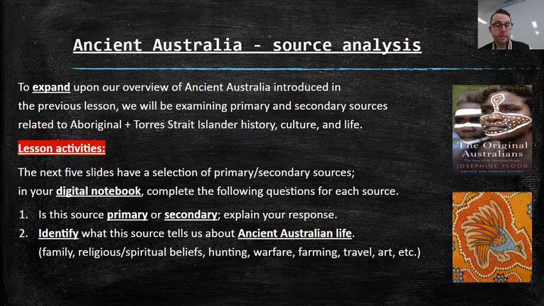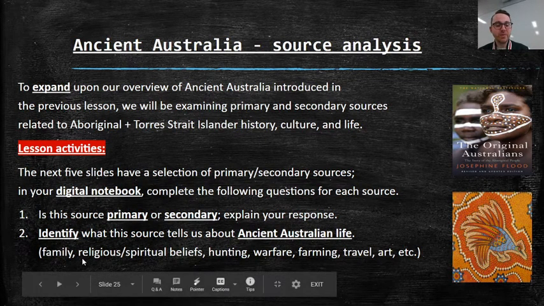The 2 main questions that you'll be answering, and you guys should have a bit of practice from the last learning test we did on primary sources and secondary sources. Question 1, is this source a primary or a secondary source? Explain your response. So you can't just say primary and then move on. You need to tell me why it is a primary source. How can you prove to me that it is a primary source? Question 2. Identify what this source tells us about ancient Australian life. And I understand we haven't done a lot on ancient Australia yet. We're still in the very first week. But I've given you some little topics there that you could consider when looking at the primary source.